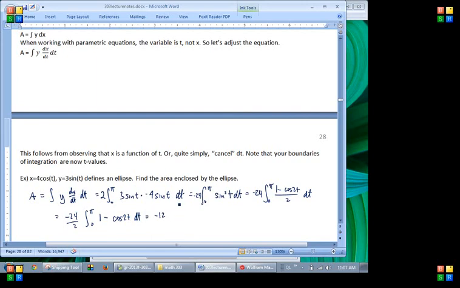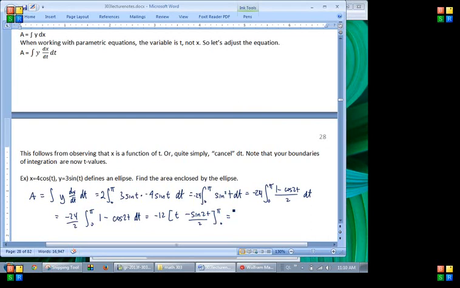So the integral of 1 is going to give me a t, and then the integral of cosine is going to give me negative sine 2t, but over 2. Okay, so then you evaluate this at pi and 0.